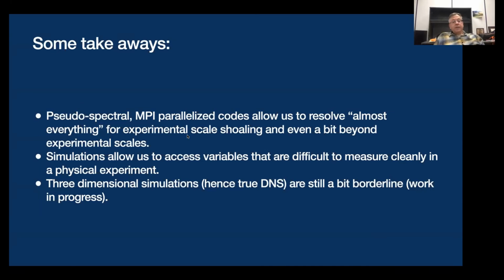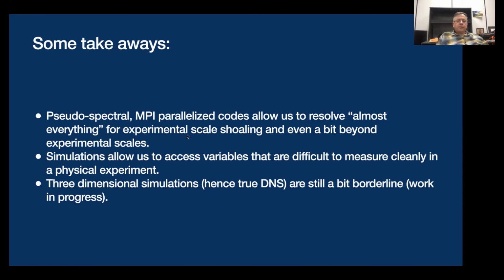So the takeaway again is that these pseudospectral MPI parallelized codes allow us to resolve almost everything for the experimental scale, and even a bit beyond experimental scales. I'm not aware of anyone who's got a 20-meter tank looking to do this stuff. I would be really excited if somebody was. Simulations allow us to access variables that are difficult to measure cleanly in a physical experiment. So, from talking to Magda, that boundary layer is tough. Magda's done some stuff in the boundary layer, but it's not so easy.